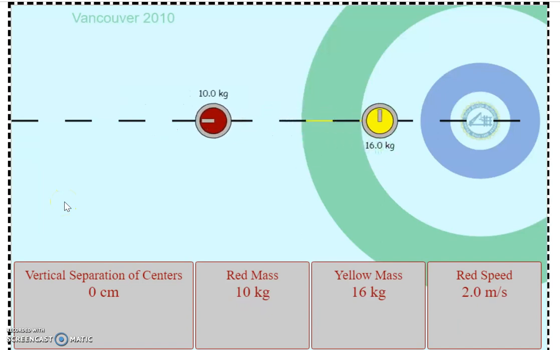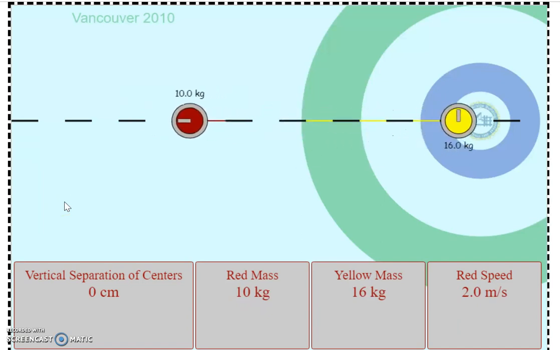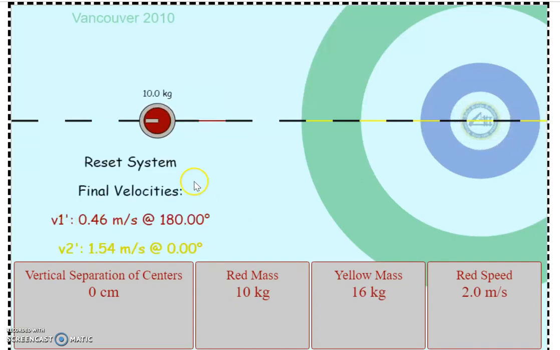Sure enough, right? We see the red stone bouncing backward and the yellow stone moving forward. So let's keep an eye on this information right here. The velocity of the red stone was 0.46 meters per second, and this at 180 degrees means that it went backwards. All right. Now remember, momentum is a vector, so magnitude and direction are important.